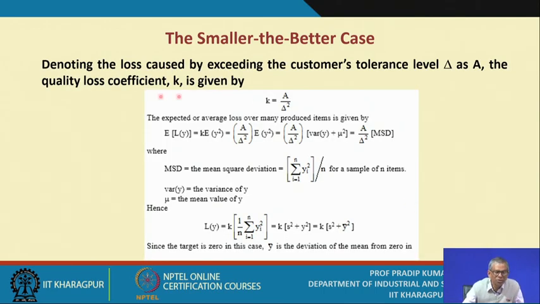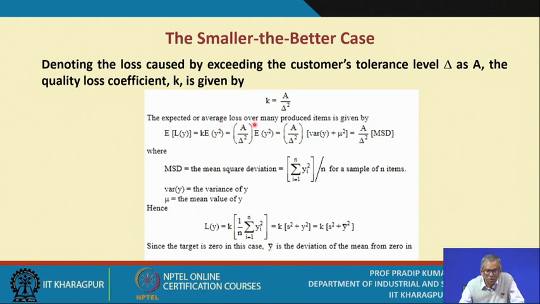So how to compute the customer tolerances? Denoting the loss caused by exceeding the customer tolerance level, capital delta, as A, the quality loss coefficient K is determined by this one. Already we have determined this one.